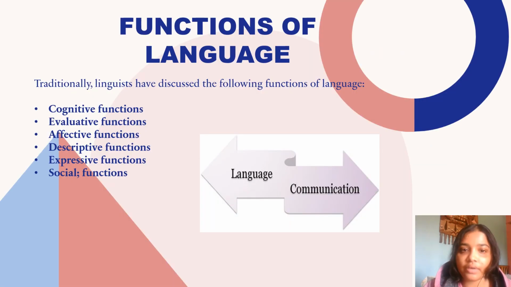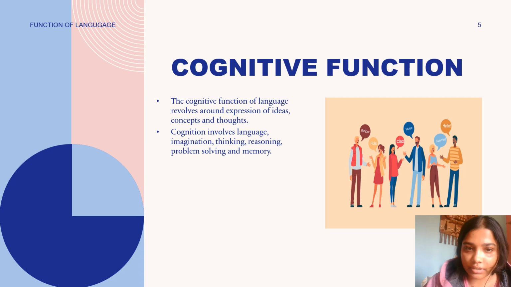Traditional linguists have described that there are six major functions of language, which are cognitive, evaluative, affective, descriptive, expressive, and social. Now, there are many more functions of language, but today in this discussion, we'll only focus on these six functions. The first function that we have is known as cognitive function.